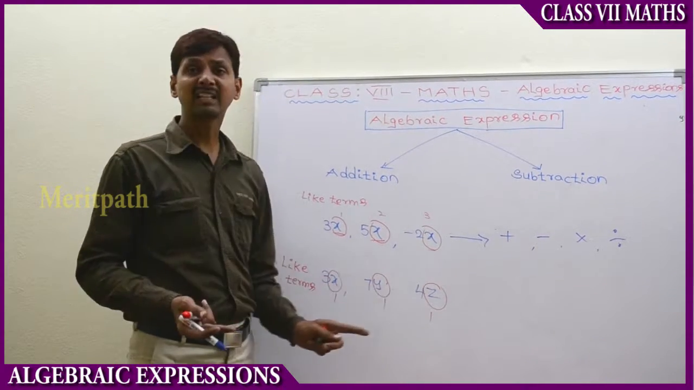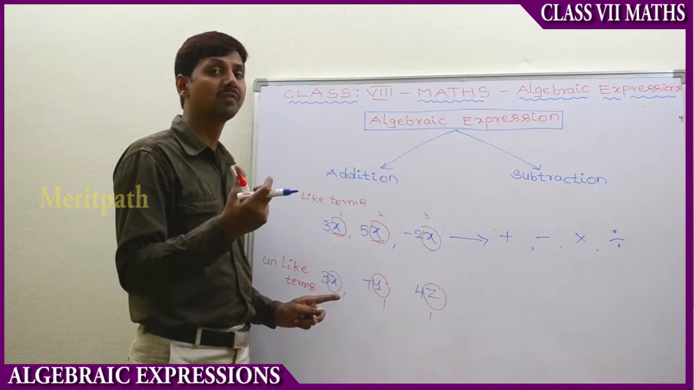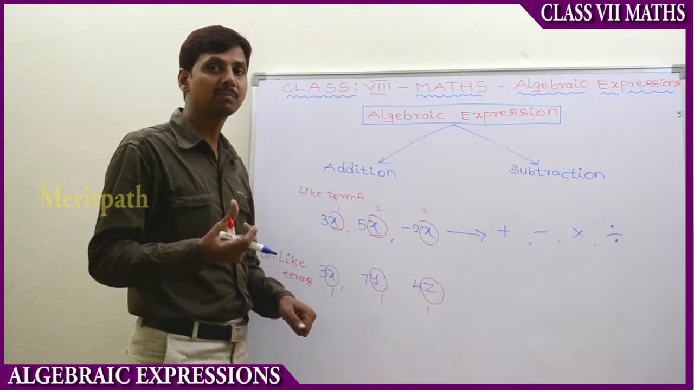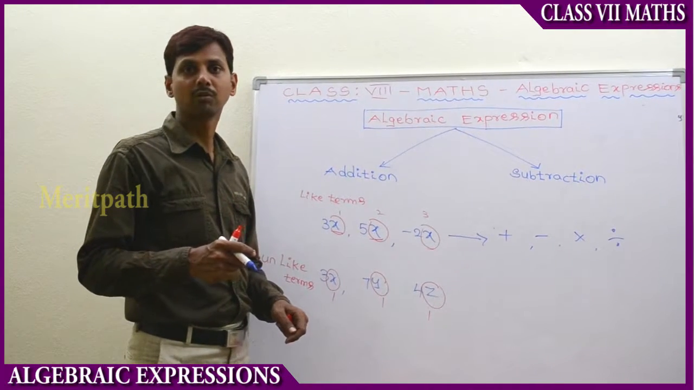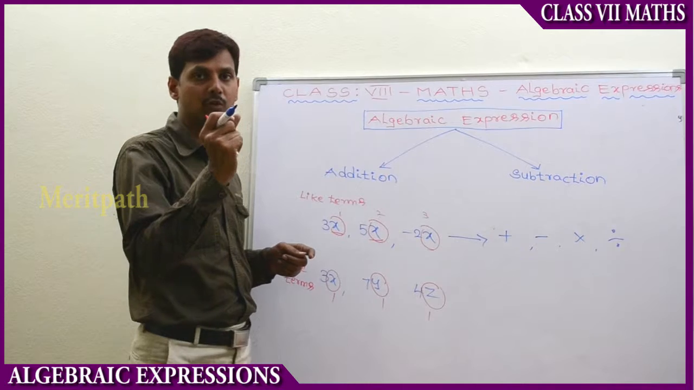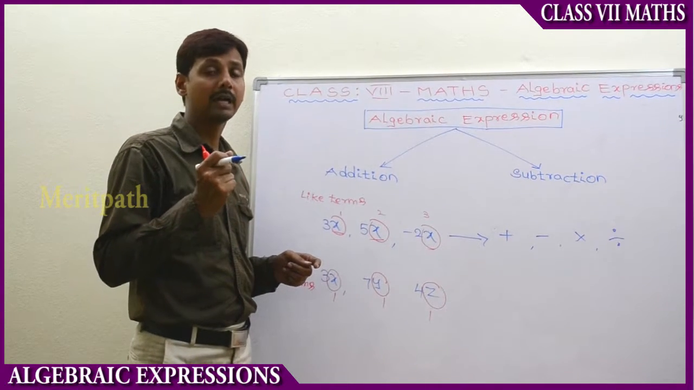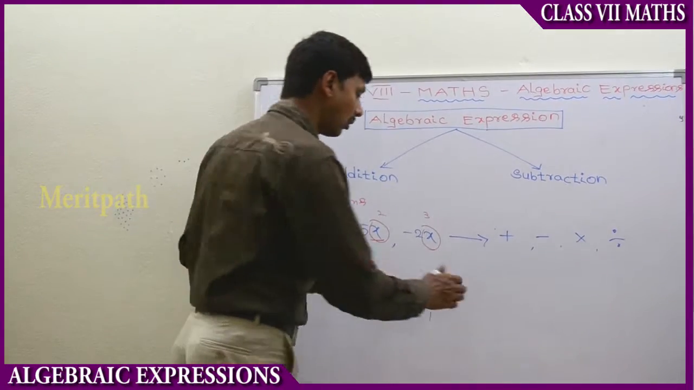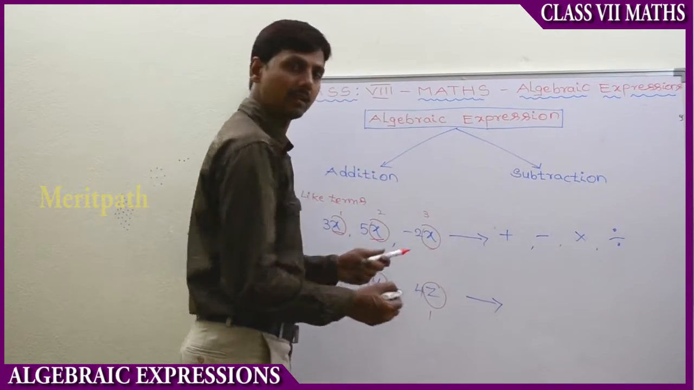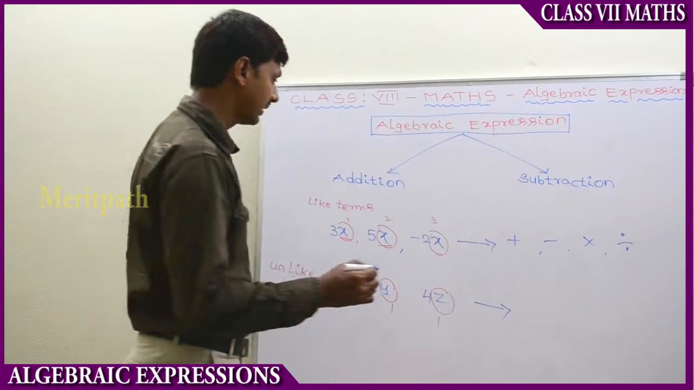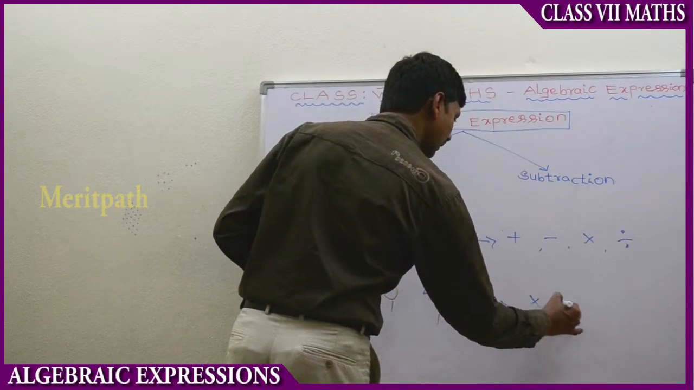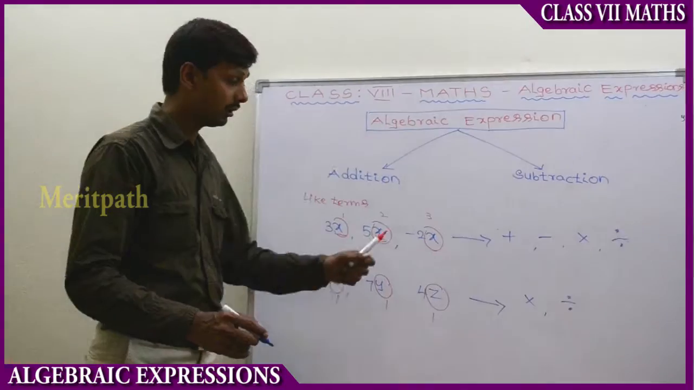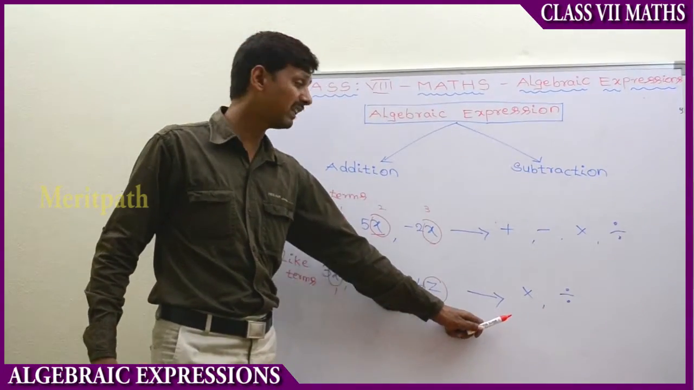Multiplication we can do with the numerical coefficients, 3, 7 and 4, and we write xyz. We can just multiply them and write. And division, we cannot do with the variables, only the numerical coefficients we can divide. The variables which are present, we cannot divide.